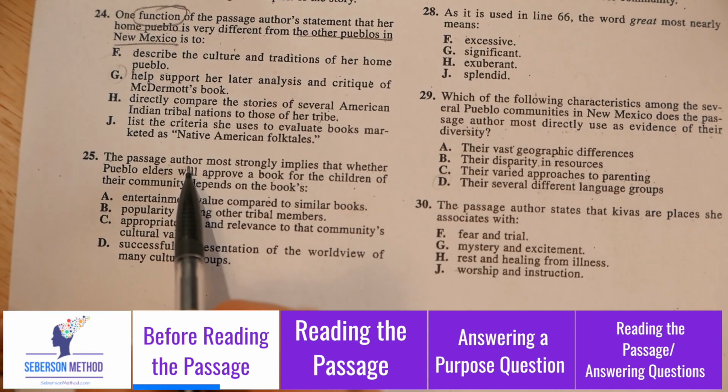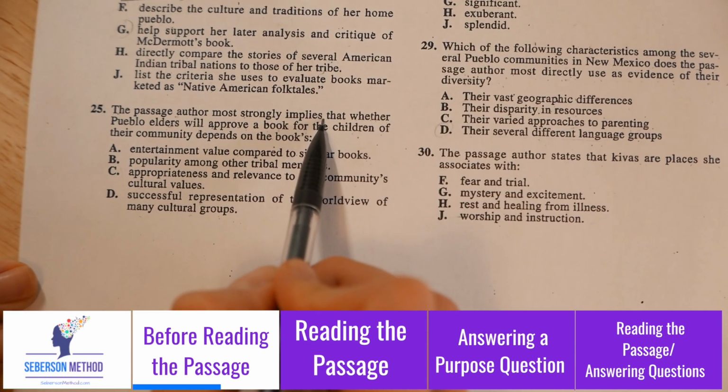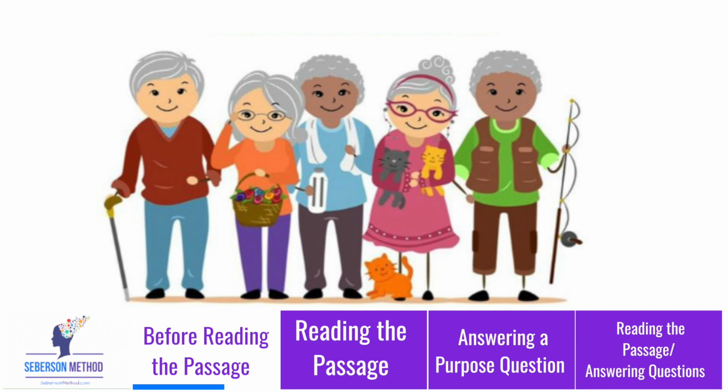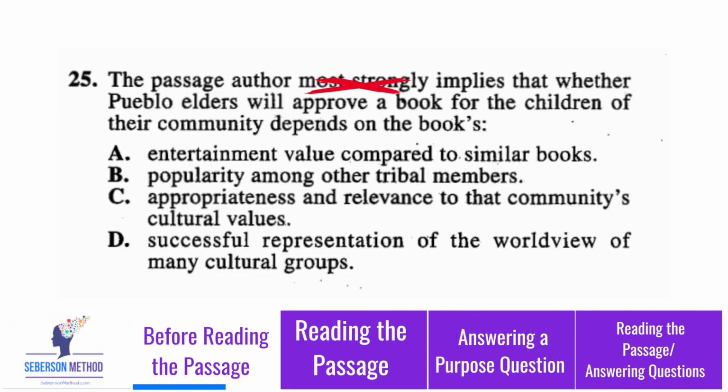The passage author most strongly implies, most strongly can be ignored because there's only one thing, that whether Pueblo elders will approve a book for the children of the community depends on the books.